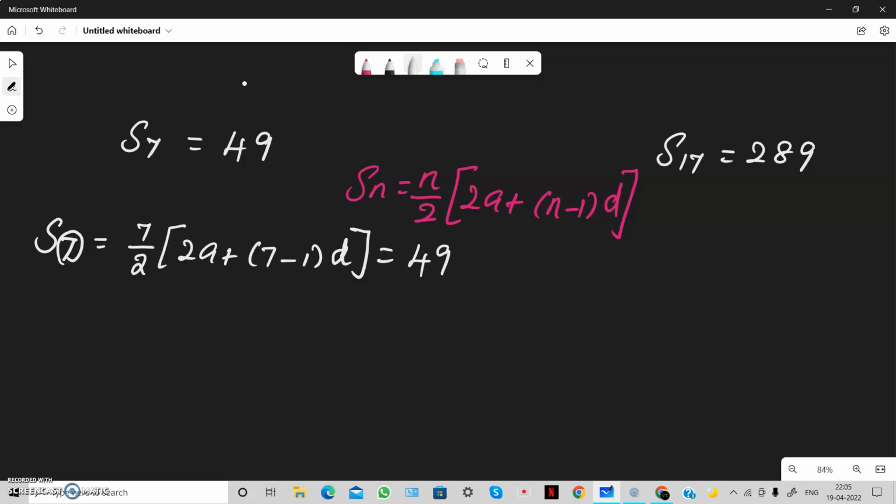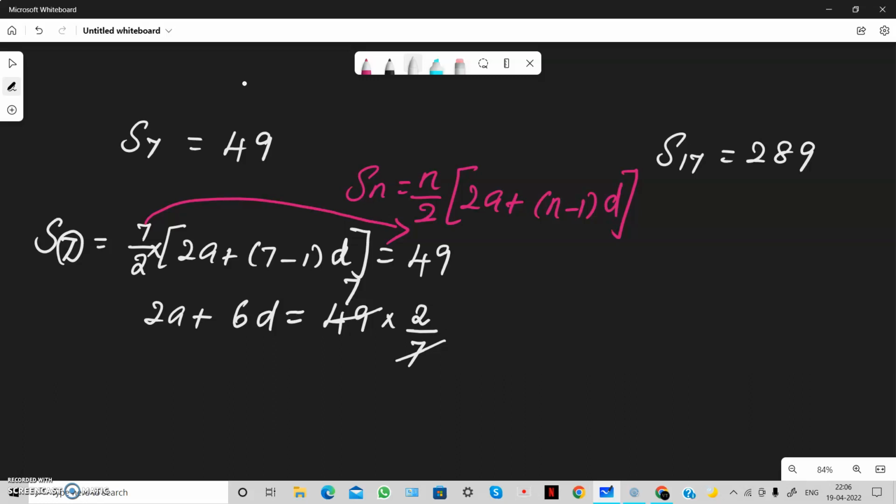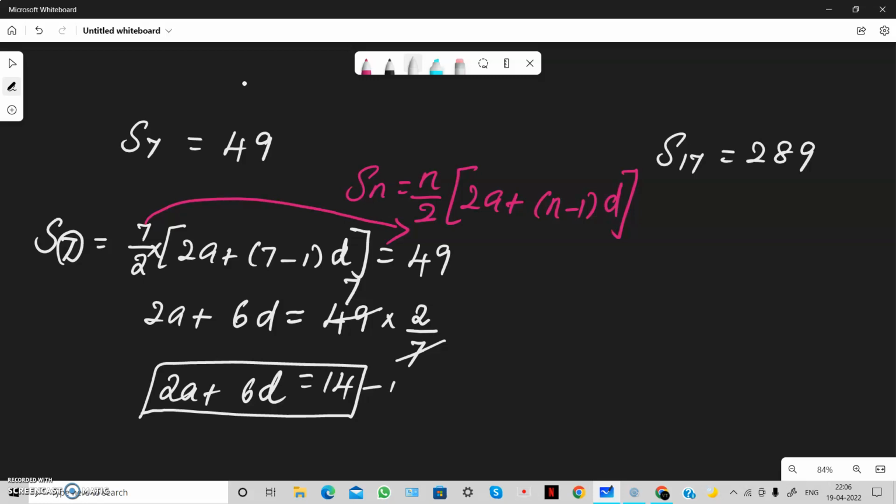So we don't know d. What's the next step? This is multiplication, listen carefully. So you can transpose this 7 by 2 to that side, and it goes as the reciprocal. So 2a plus 6d is equal to 49 times 2 by 7. If you cancel this, 7 twos are 14. So this is our equation: 2a plus 6d equal to 14, the first equation. Do you understand?